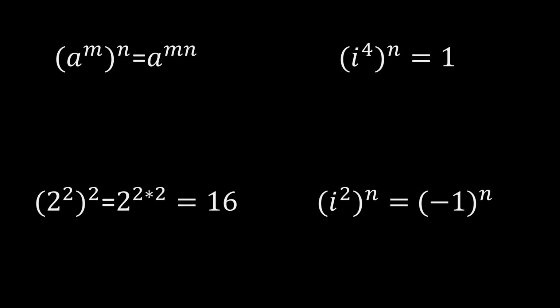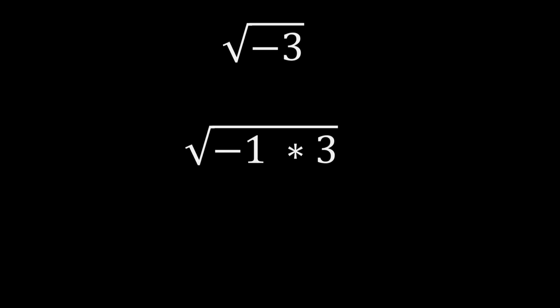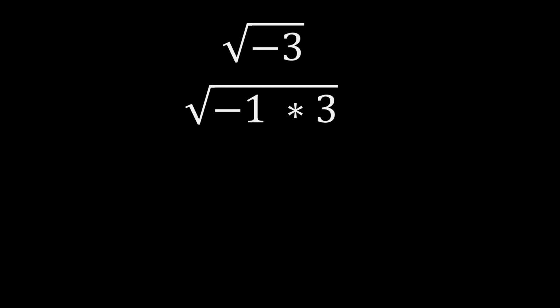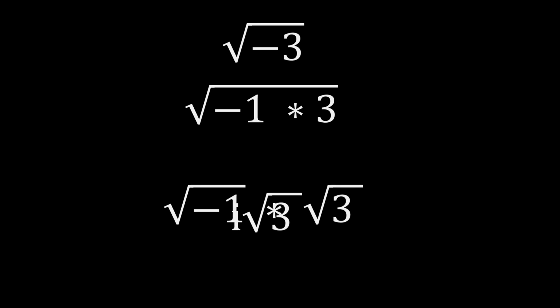Going a bit further, let's simplify something into imaginary form. Take the square root of -3, for example. -3 is equal to -1 times 3. A property of square roots is that we can now separate this expression into 2 square roots. The square root of -1 is equal to i, and there we go.